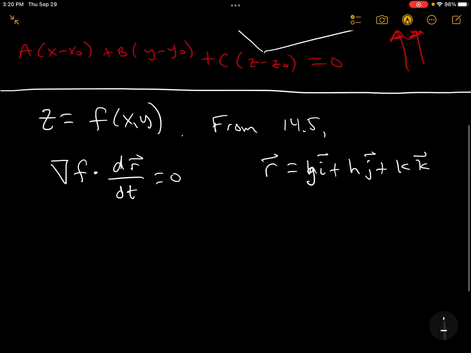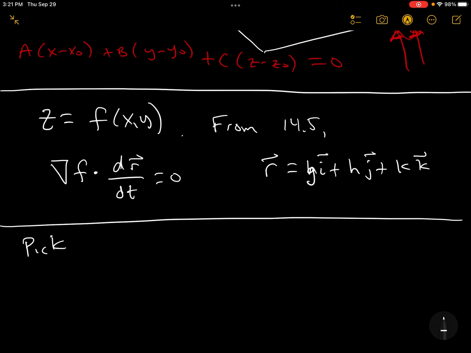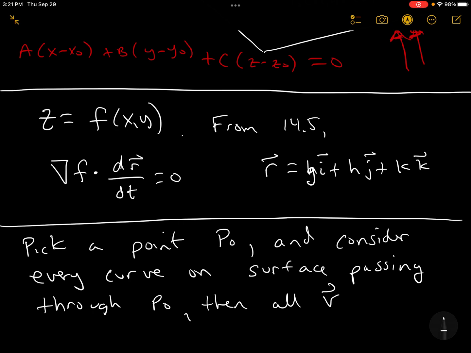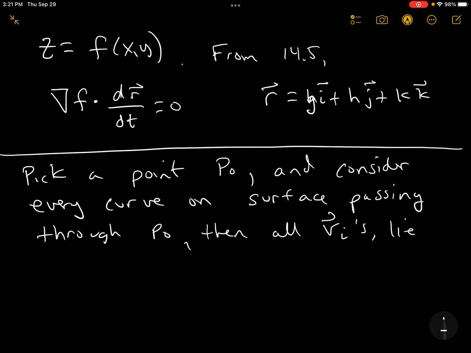Okay, so if we pick a point P naught and consider every curve on the surface passing through P naught, then all the velocity vectors, so all the v's, I'll call it v sub i, lie in the same plane. And they're all orthogonal to del f.